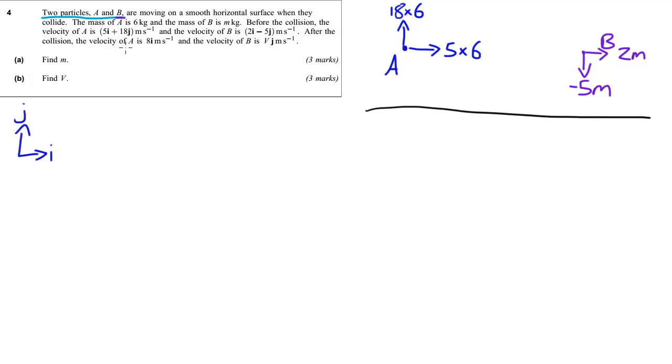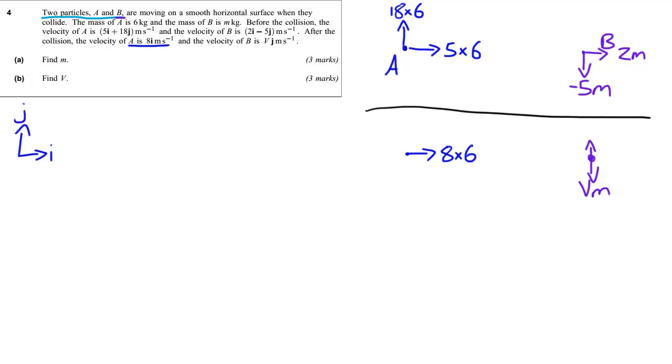So A is just 8I, so it has no vertical momentum anymore, no vertical speed. It is all horizontal. So we have 8 times 6, and then B has no horizontal momentum anymore, just vertical, and we don't know if it's up or down, so could be up, could be down, but anyway it is V times m.